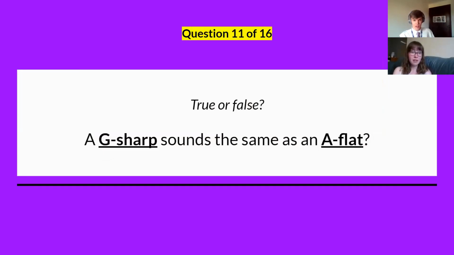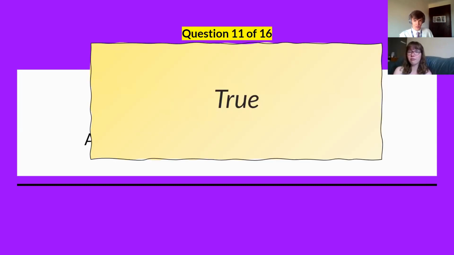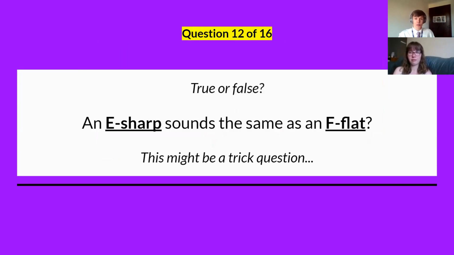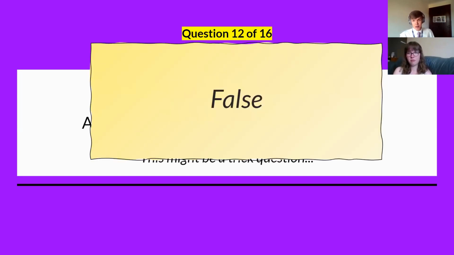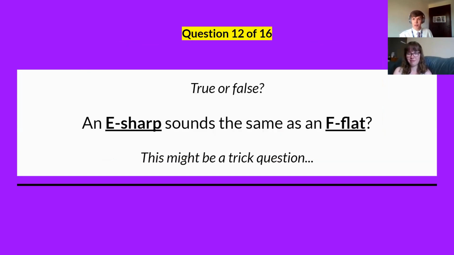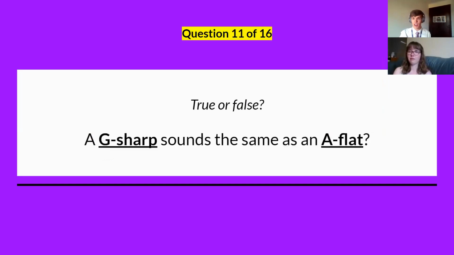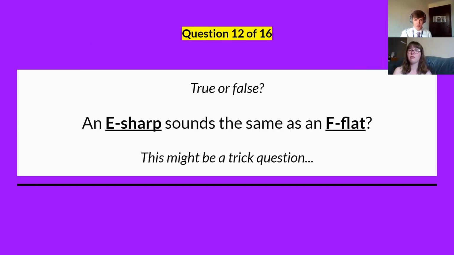Question 11. A G sharp sounds the same as an A flat. That is true. Question number 12. An E sharp sounds the same as an F flat. This one's false, okay? Because an E sharp is an F natural, because of course there's no black note between E and F, like there is between G and A. So well done if you got that one.